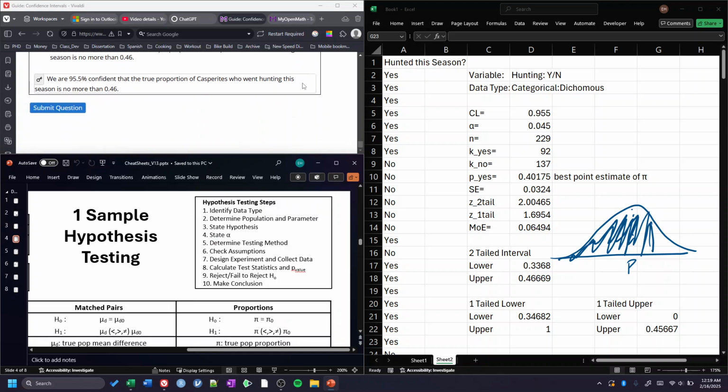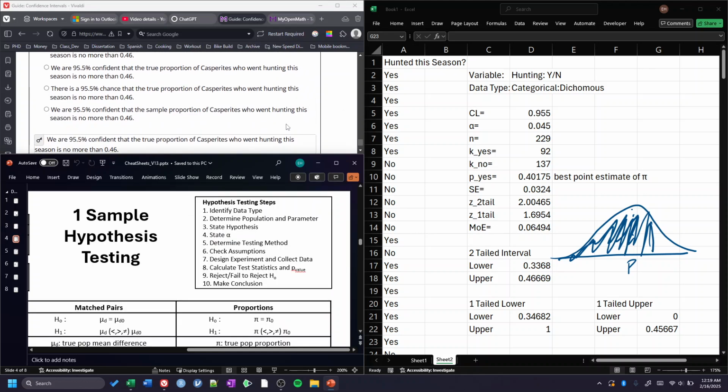Okay, so that's how you handle proportions. Proportions is no harder than dealing with means. The key thing is we go through, we grab our key variables, and then we just plug them straight into our equations, and we're able to get our confidence intervals out. That helps you out. Best of luck.